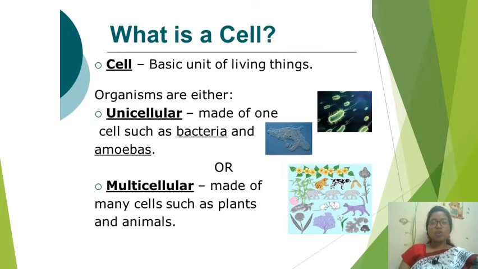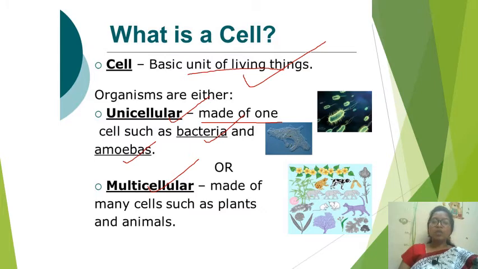So as you know, what is a cell? The basic unit of a living thing is called a cell. That means if you are a living human being, the smallest thing in your body is a cell. As we studied earlier, there are two types of organism: unicellular organism and multicellular organism. Unicellular organisms are made up of only one cell. Examples are bacteria and amoeba.